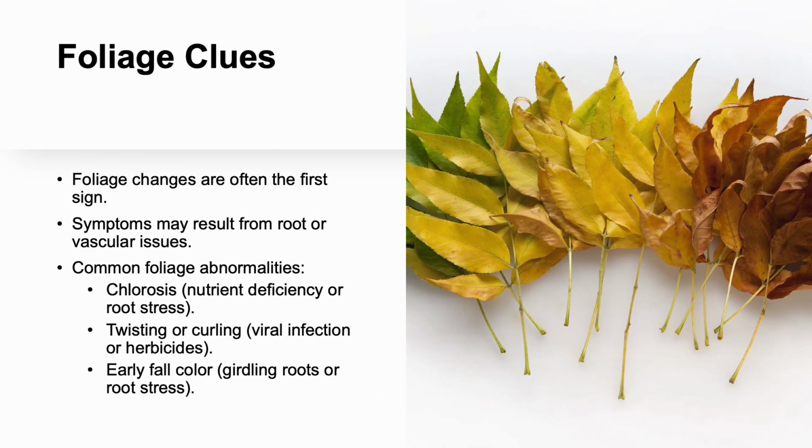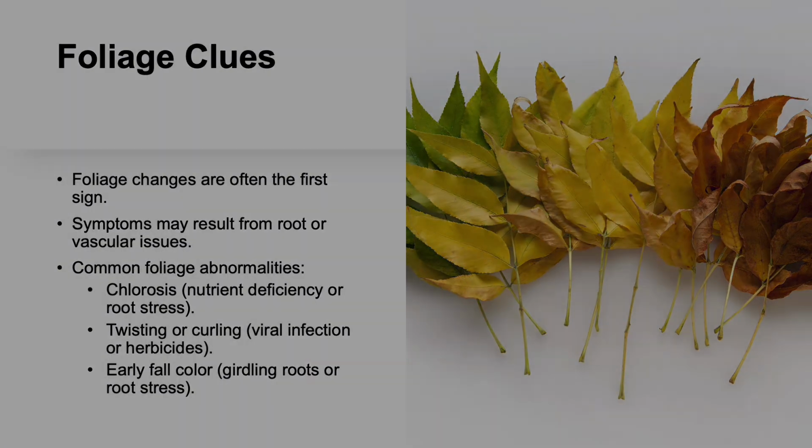Abnormalities in the foliage often indicate root or vascular issues. Key symptoms include chlorosis, which is often linked to nutrient deficiencies or root stress. Twisting or curling may result from viral infections or herbicide exposure. Early fall color is a sign of root girdling or chronic stress.